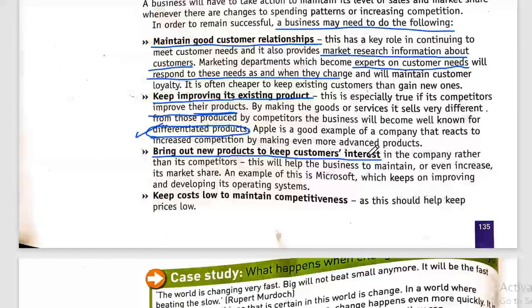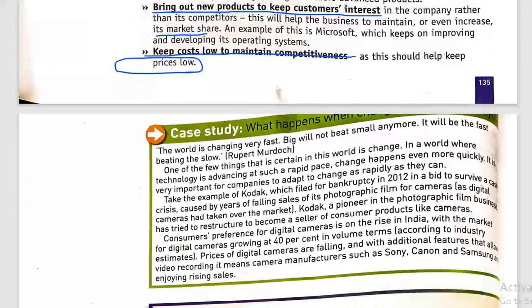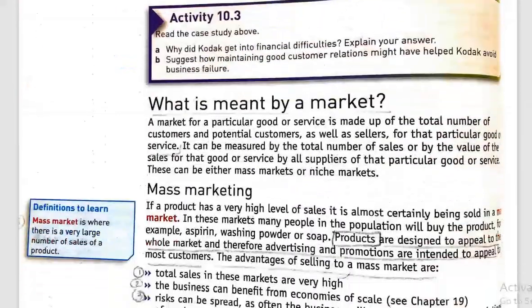So what can I do? It's either I make changes to existing products or I make new products to attract the attention of the customers and keep them buying from my company, or keep them buying my products. This will help the business to maintain or even increase its market share, and also keep costs low to maintain competitiveness. And this is what is meant by keeping the prices low, because the more the competition, the lower the price is going to be, because sometimes they are trying to attract the customer just by offering a low price.